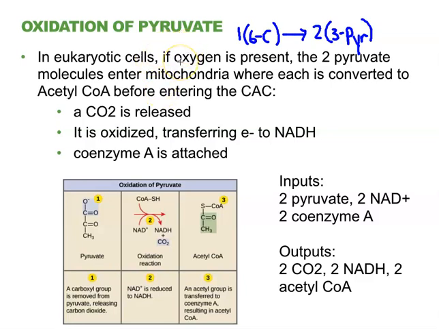If oxygen is present, we're going to convert it to this molecule called acetyl-CoA. This is what is required for it to enter the citric acid cycle. Okay, what's going to happen is we're going to release a carbon dioxide molecule. It's going to be oxidized, and then that energy that's released is transferring an electron to nicotinamide adenine dinucleotide. Okay, and coenzyme A will be attached, and now we can actually direct what's going to happen.